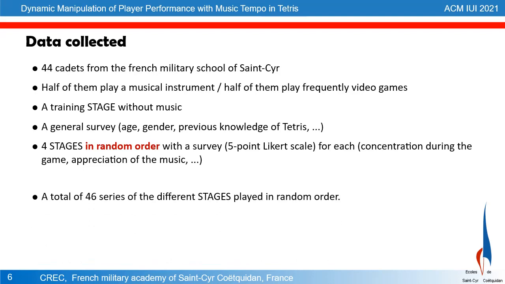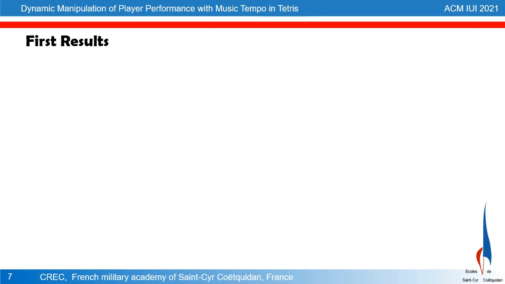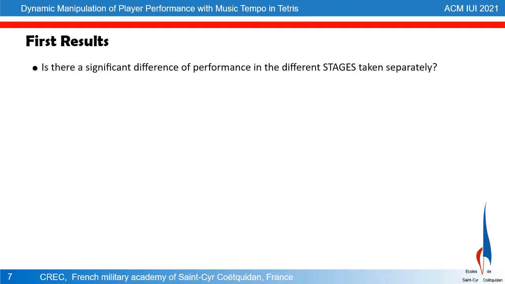We collected a total of 46 series of 4 stages played in a random order. 34 participants gave us free feedback by email. We analyzed the performance of the players by considering the number of completed lines. No significant difference in performance is visible overall in each stage taken separately, which confirms the results of a previous study by Lawrence published in 2012.